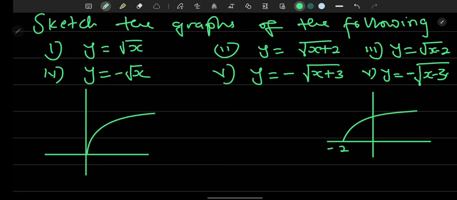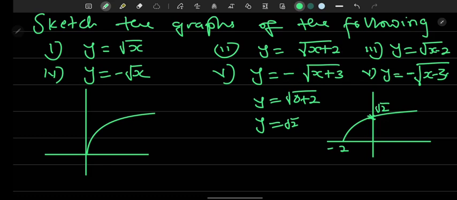Now it is important for students to indicate the y-intercept here, as you can see. For us to get the y-intercept, x must be 0, and when x is 0 here, that will be square root of 0 plus 2. So y is root 2, so this place is square root of 2.